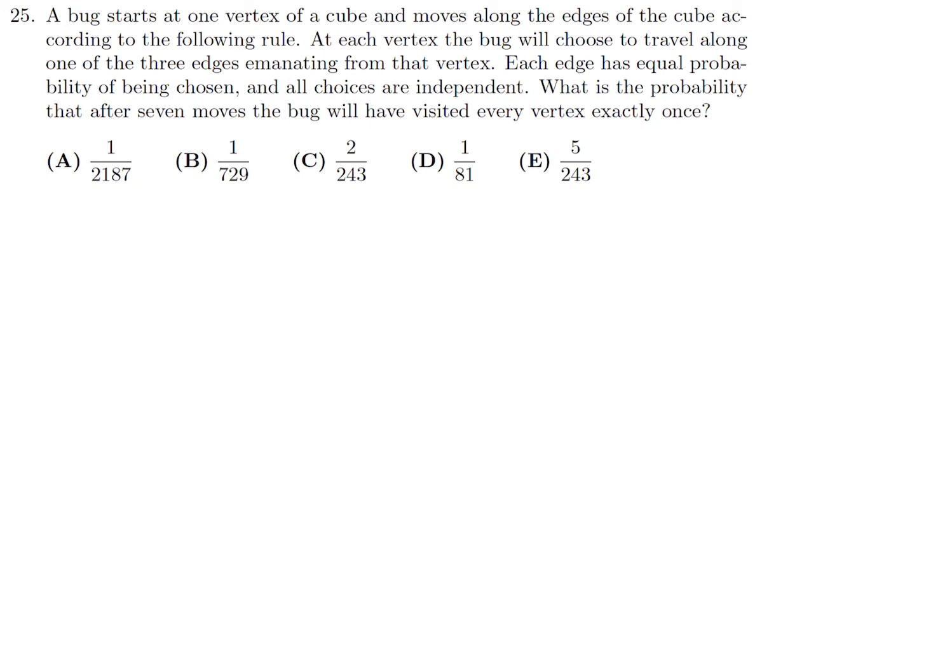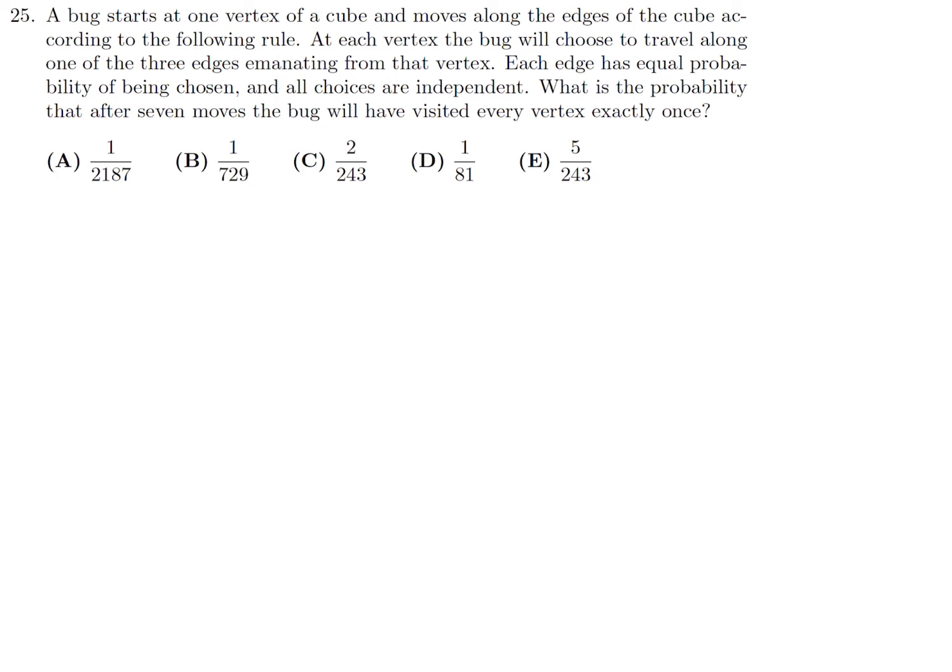A bug starts at one vertex of a cube and moves along the edges of the cube according to the following rule. At each vertex, the bug will choose to travel along one of the 3 edges emanating from that vertex. Each edge has equal probability of being chosen, and all choices are independent. What is the probability that after 7 moves, the bug will have visited every vertex exactly once?